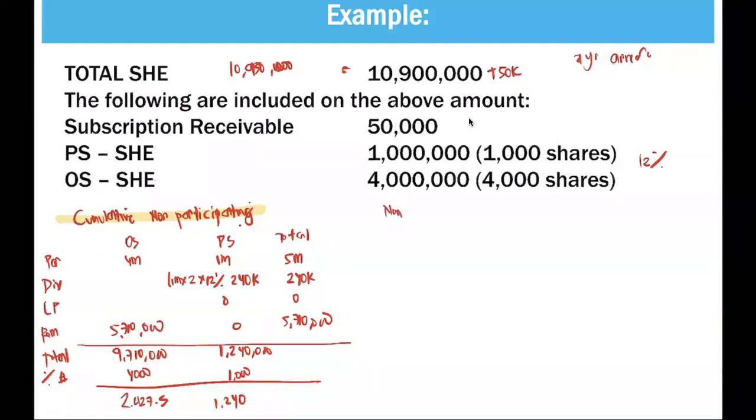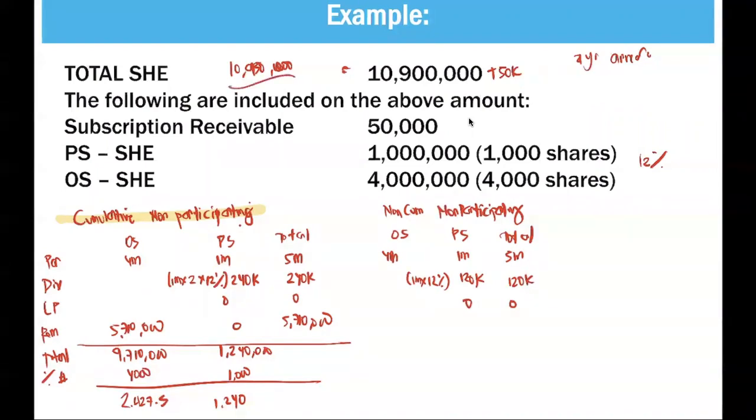How about if it is non-cumulative, non-participating? So again, we have here OS, PS, and your total. So the par value given is 4 million, 1 million, 5 million. Since it is non-participating, we will only give the PS 1 year dividend. So the 1 year dividend is equal to 1 million times 12%, 120,000 pesos. Okay? Do we have any liquidation premium? None. So how much is the remainder?